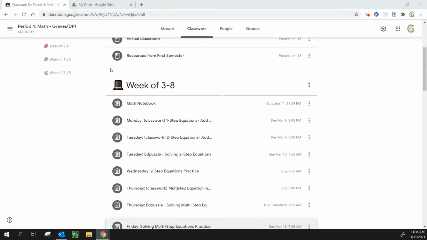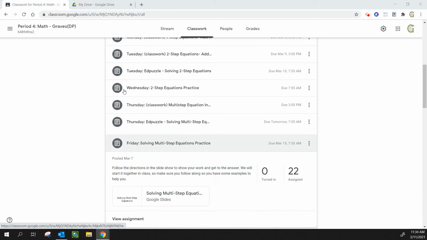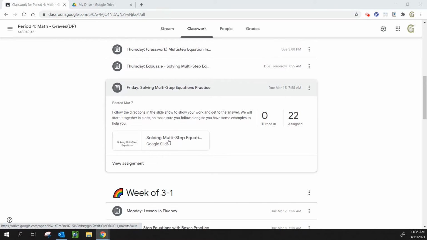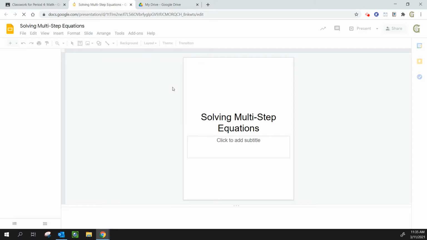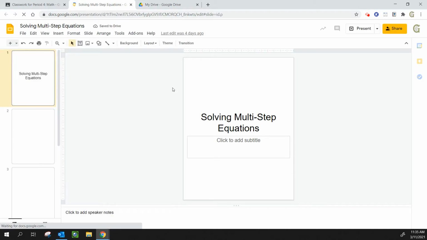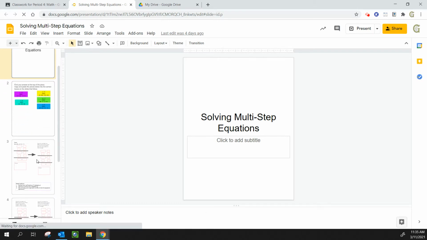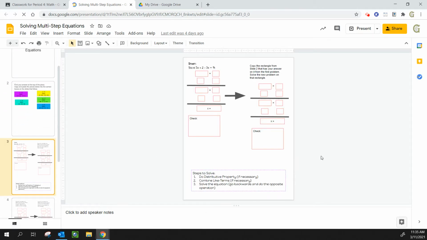So you're going to go to this week, the week of 3-8, with the little leprechaun hat. You're going to find solving multi-step equations, open it up. It's a Google Slides. And when it loads, we're going to skip slide 2 for now. I'll come back and tell you kind of what it's for. We're going to go to slide 3.